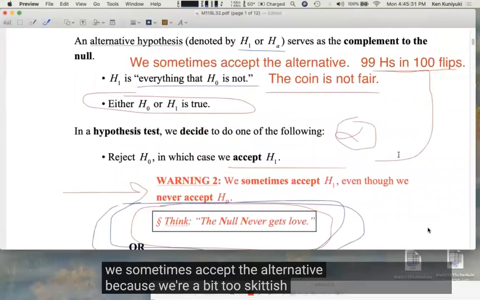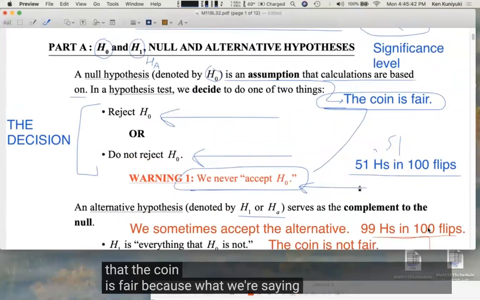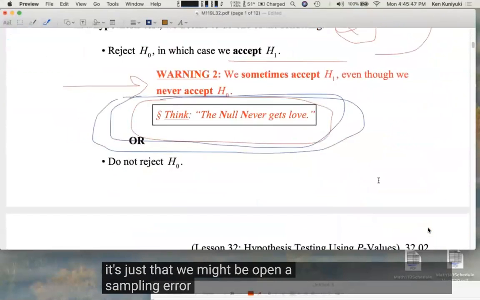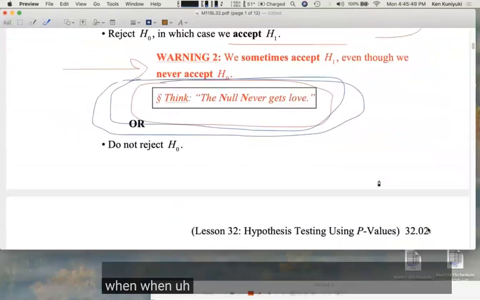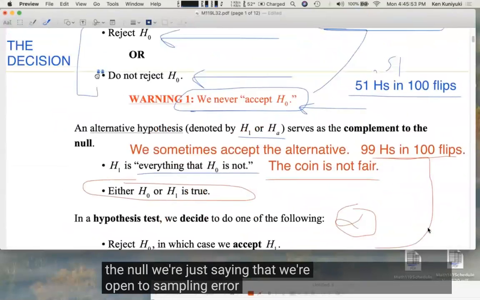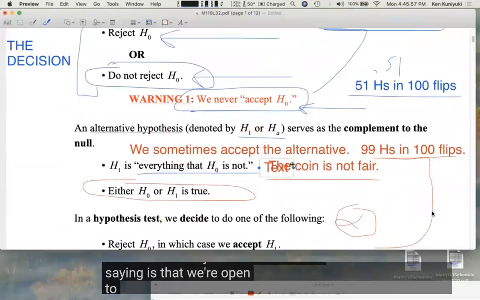Because we're a bit too skittish. Even if the coin came up heads 50 times out of 100, we're still a bit skittish about saying that the coin is fair, because what we're saying is just that we might be open to sampling error. When we don't reject the null, all we're saying is that we're open to sampling error.